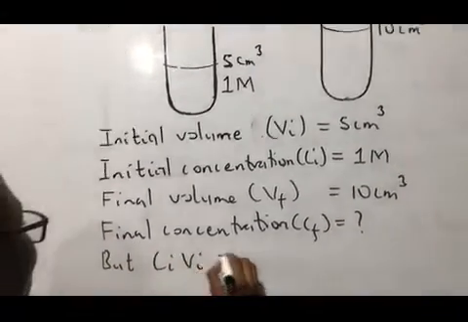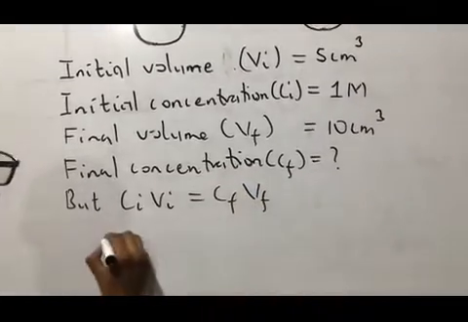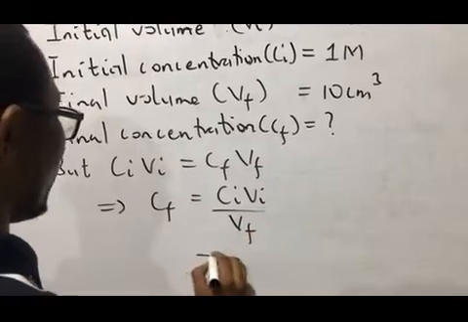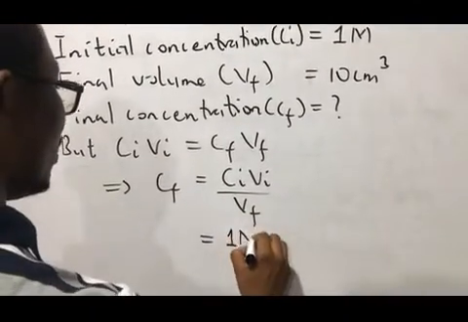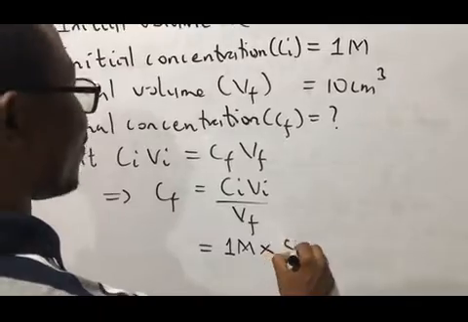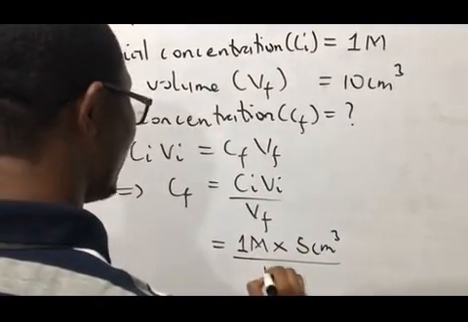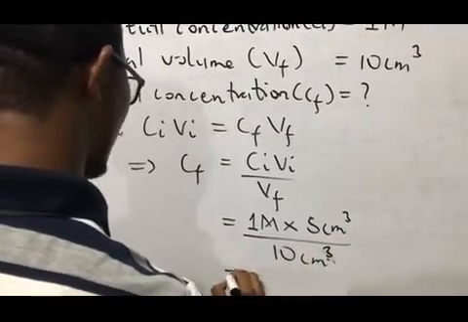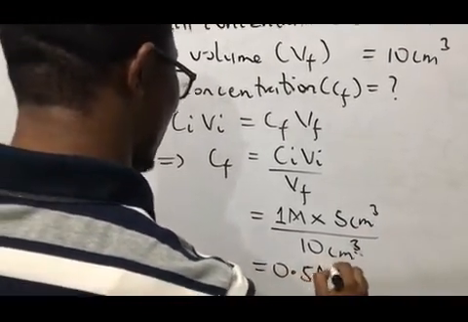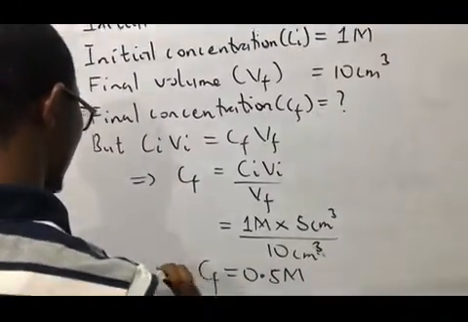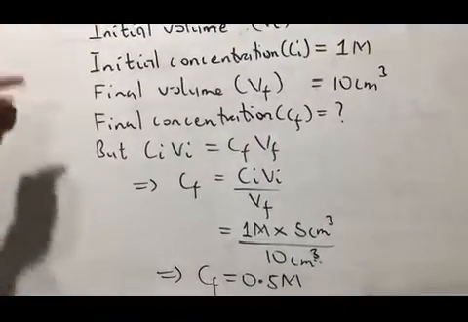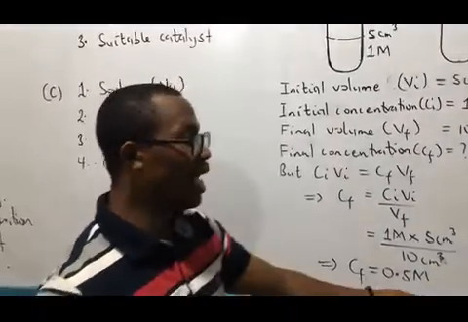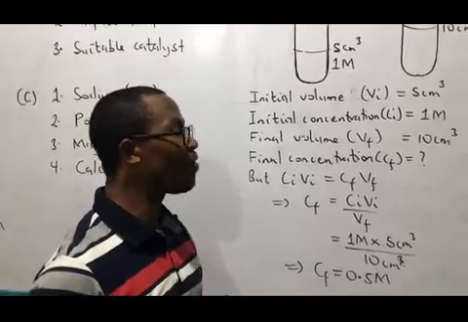And CI VI equals CF VF. So your CF is CI VI over VF. Our CI is 1 molar. VI is 5 cm cube. VF is 10 cm cube. So that will give you 0.5 molar. Okay. So the question didn't ask you to find the molarity of the solution in E. If the question asks for molarity, then you end here. That's 0.5 molar or 0.5 mole per dm cube.